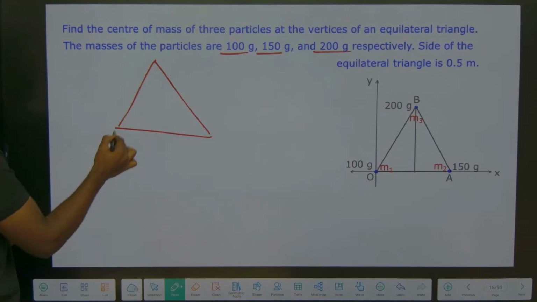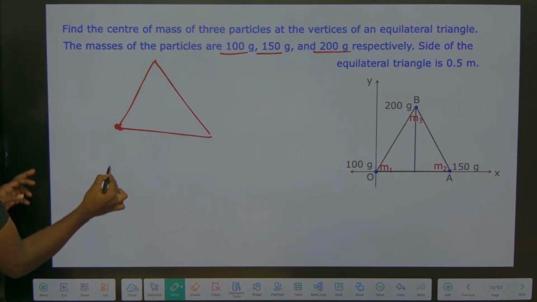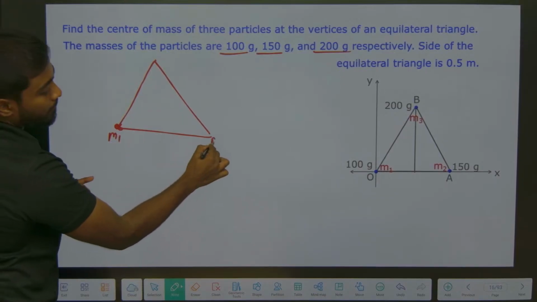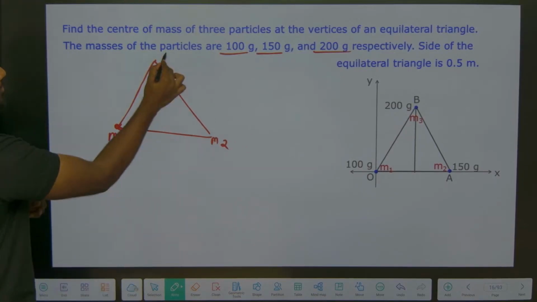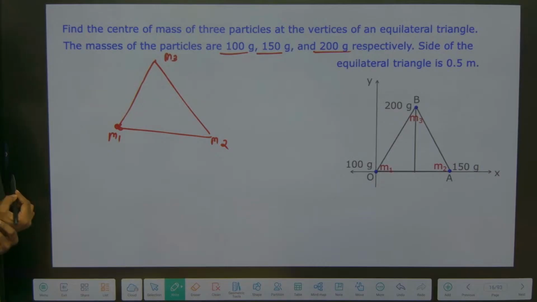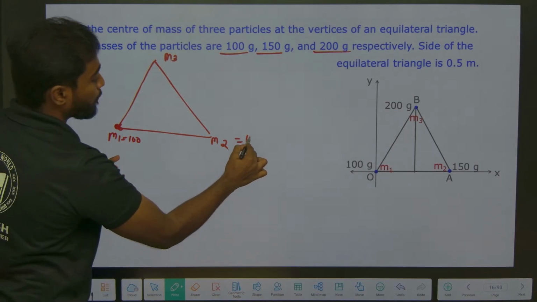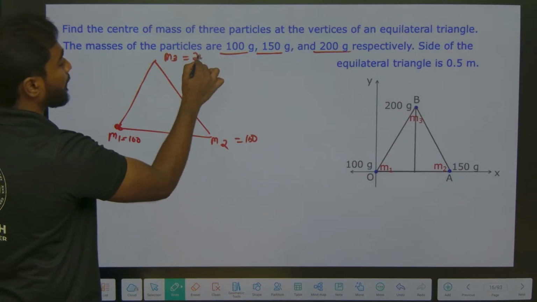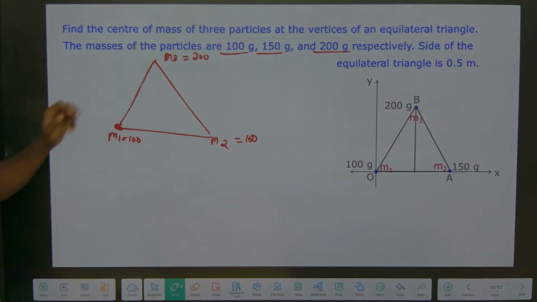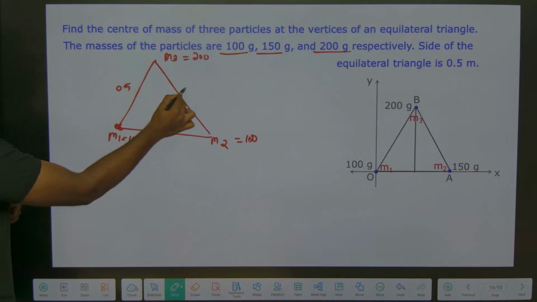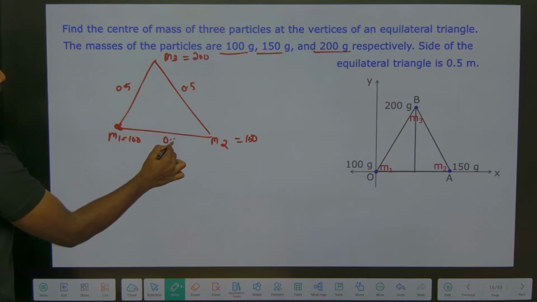Okay, and when I talk about this point, this is m1, m2, and this is m3, right? So what are the masses? This is 100 gram, this is 150 gram, and this one is 200 gram. The side they have mentioned as 0.5 meter, right? 0.5, 0.5 and 0.5.